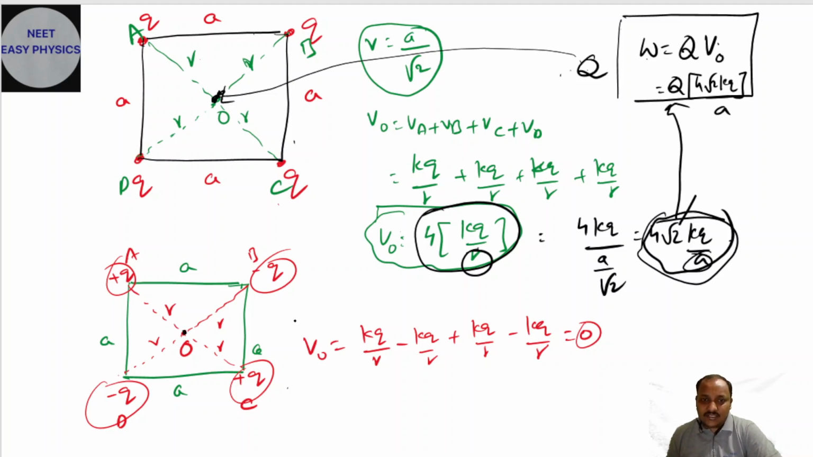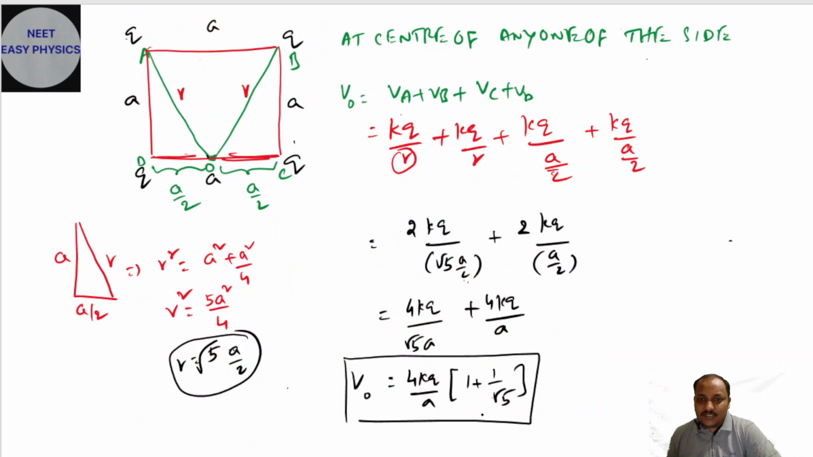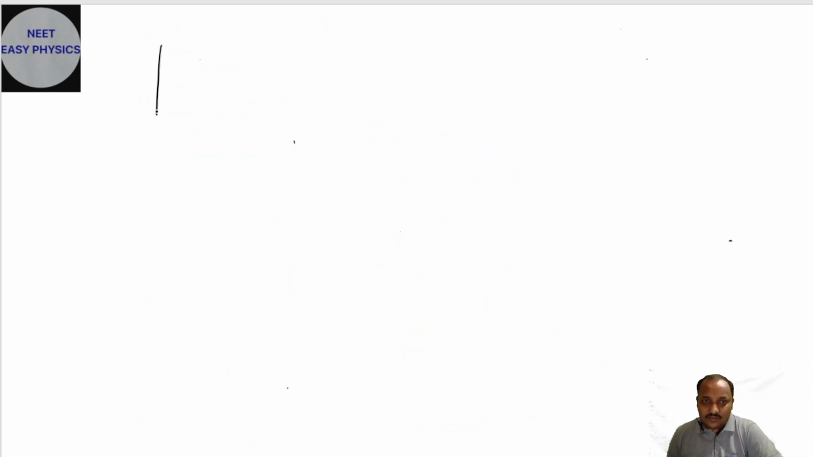So in this case, same charge if you want to bring to center, what is the work done? Again QV. So Q into what is V at center? V naught is 0. Therefore, work done is 0. Now same question, small change, they will ask.